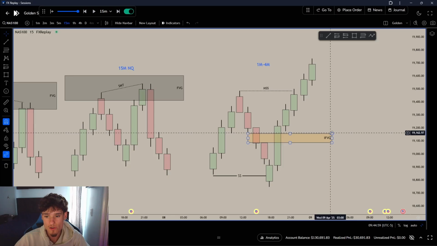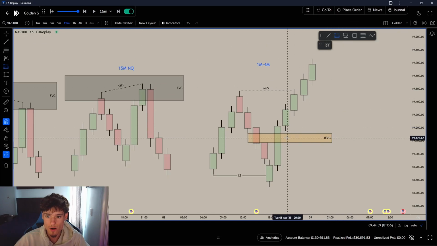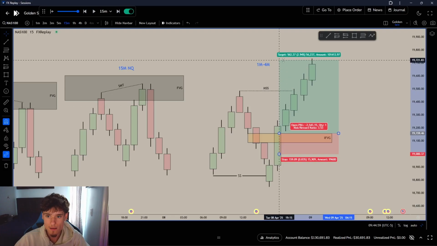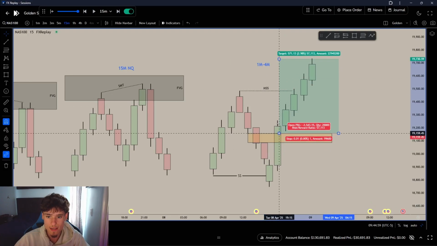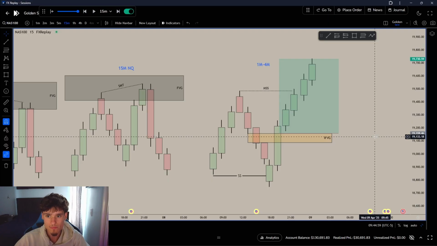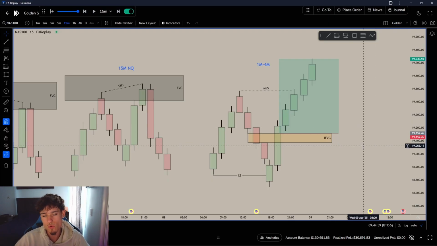Second, we make this inversion fair value gap. This is going to be our entry point, so we take our entry right over here. And the second we come to this market structure shift, that is where we go break even. So it's fairly simple, right? Now I'm going to show you two live examples in the charts to give you a better idea.